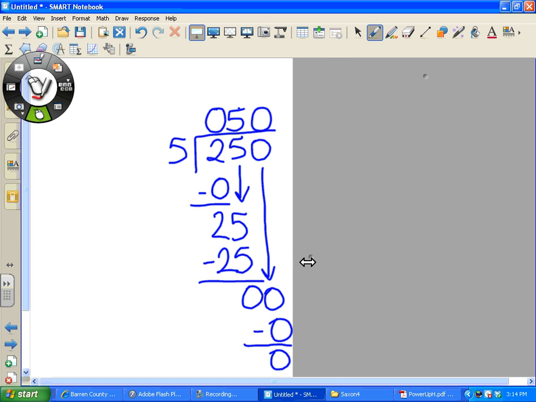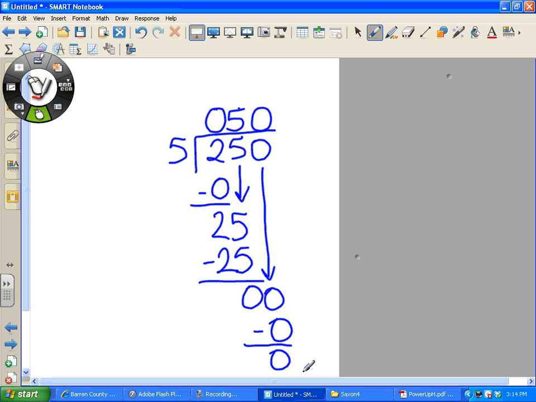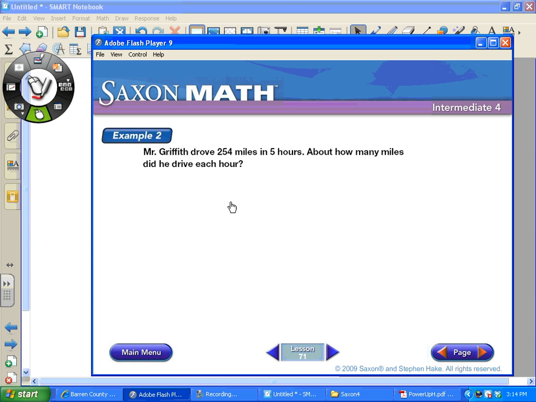You know you're finished when there's nothing left to bring down. Not when, oh, 5 can't go into 0, I'm done. I don't have to write this last 0. No. You keep going until there's nothing left to bring down. So this final answer is actually 50. And we would say about 50 miles each hour.